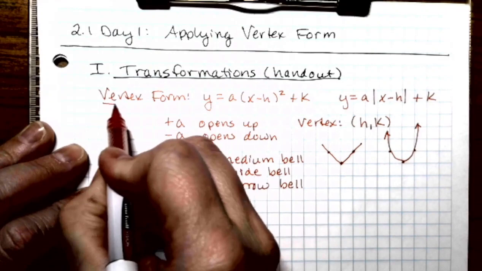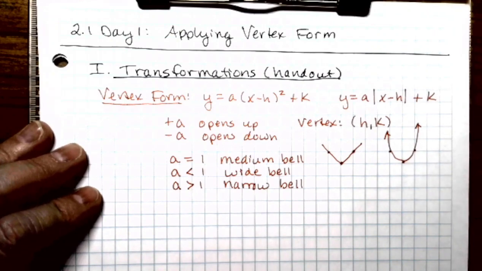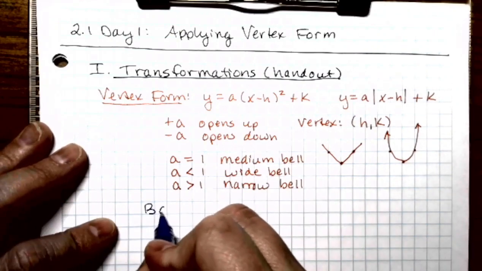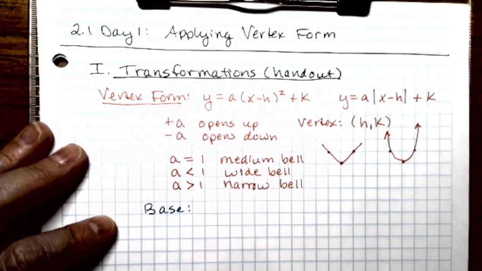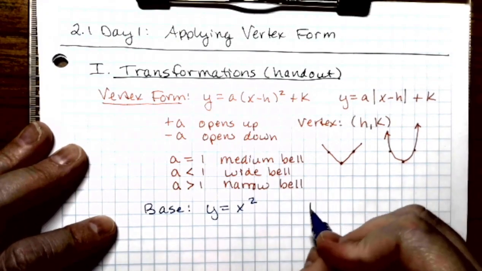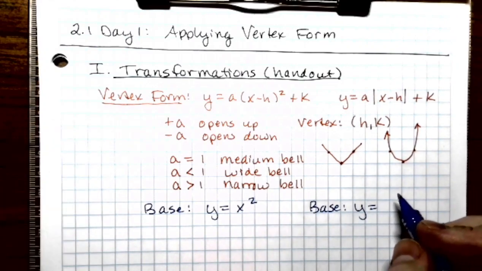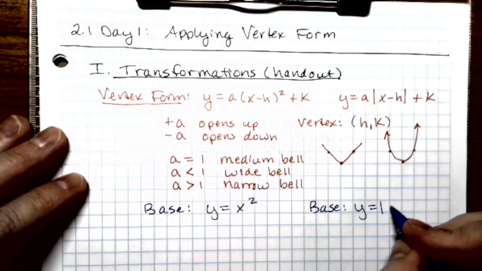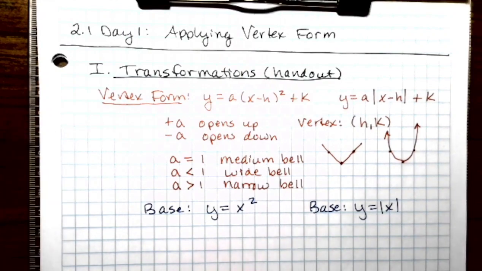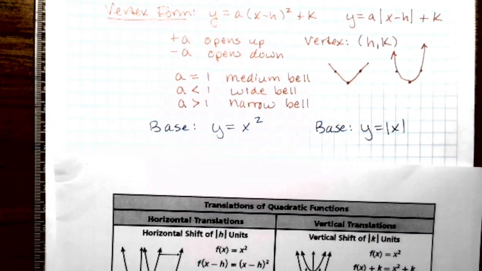So first thing we're going to look at is how vertex form is related to the base functions that they start with. Okay, so your base function for a parabola is y equals x squared. Your base function for absolute value is y equals the absolute value of x. Okay, let's look at your transformations page. And this is a summary of what we've actually covered.